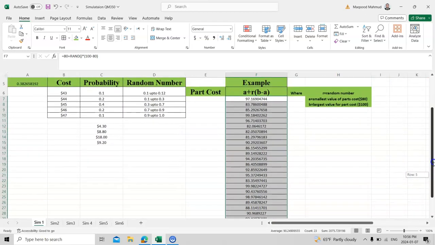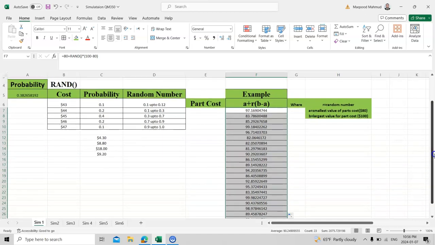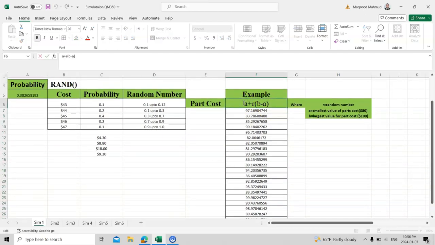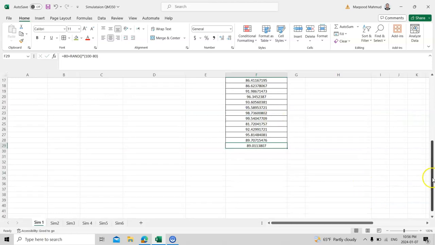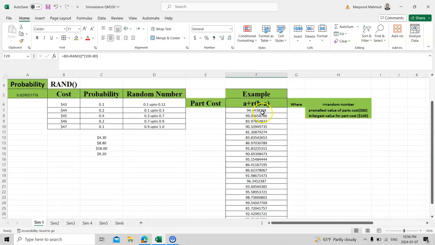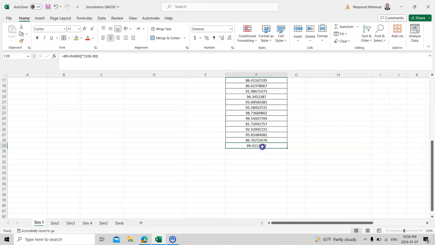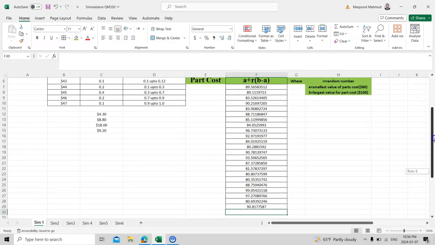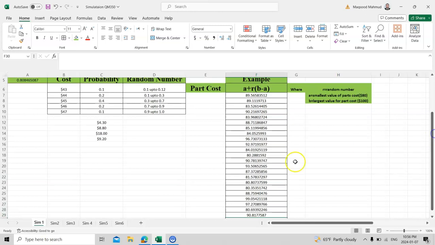The minimum would be 80. Why? Because here you say a plus. When you say a plus, it means the minimum would be 80, but the maximum would be 100, right? Maybe you see some close value; I think 93 is the highest value you are getting, right? So by this way you are simulating with this one.